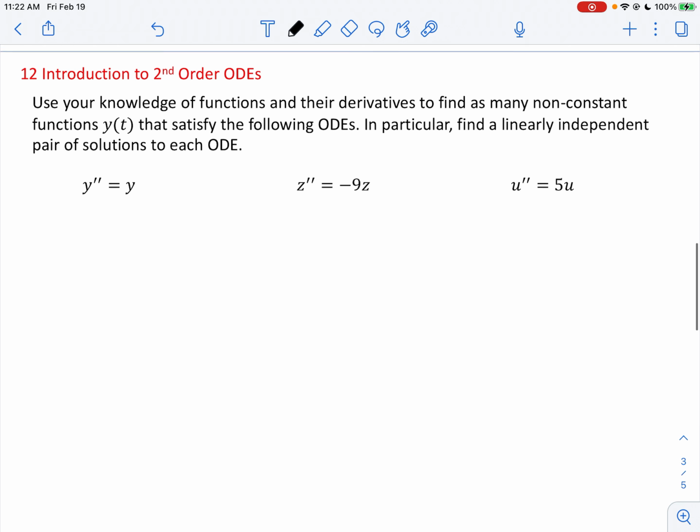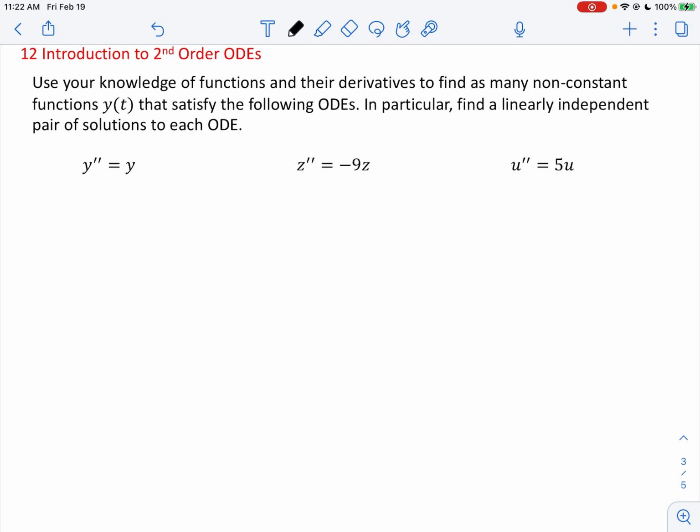Okay, let's go to the next slide. Use your knowledge of functions and their derivatives to find as many non-constant functions as you can that satisfy the following ODEs. I wrote y of t here, but not all of these deal with y, so probably best just not to put that there. In particular, find a linearly independent pair of solutions to each ODE.